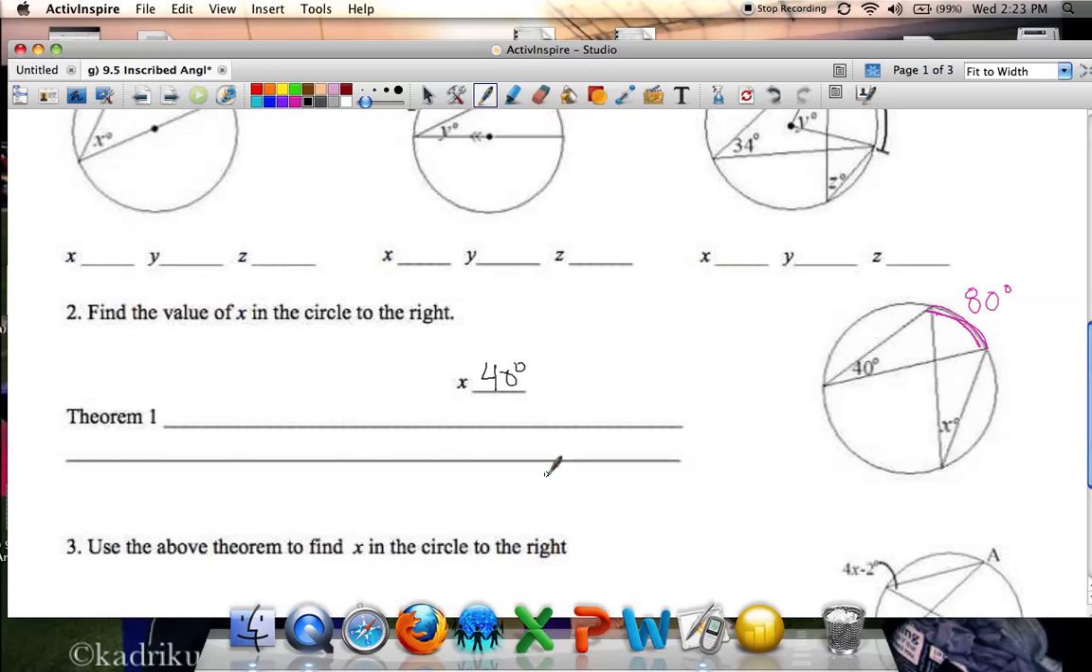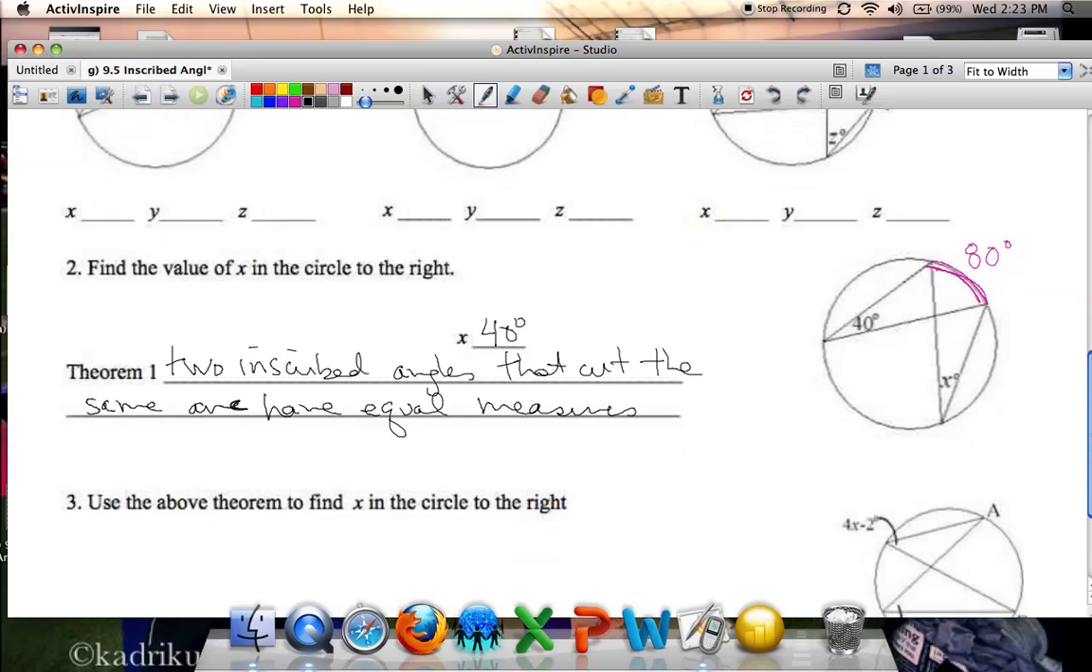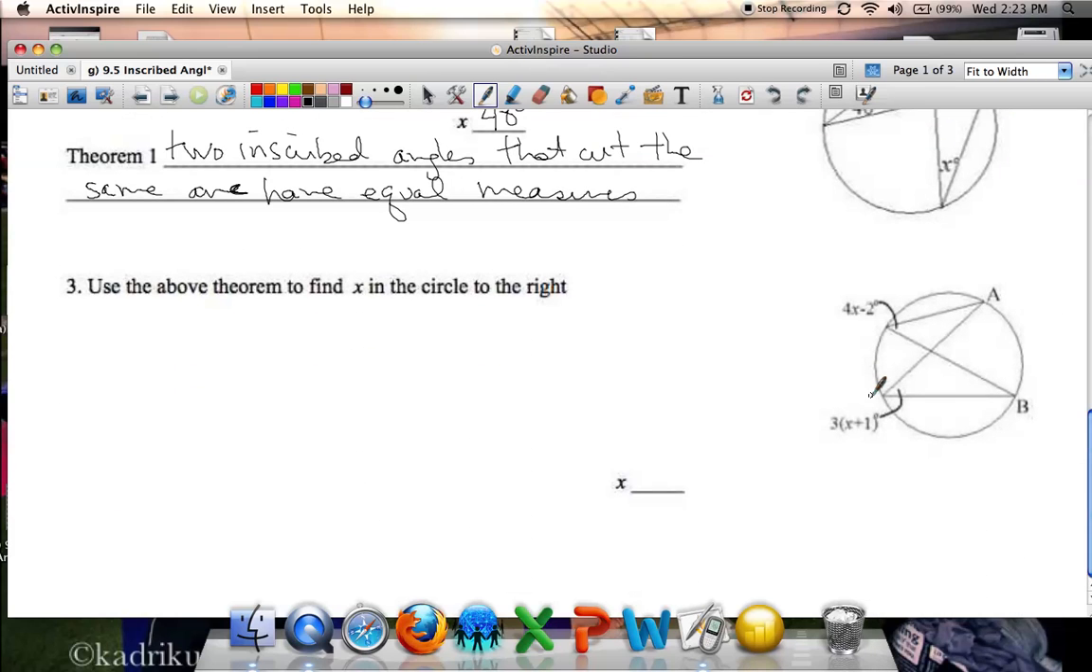So the first theorem says that 2 inscribed angles that cut the same arc have equal measures. So using theorem 1, answer problem number 3, and then turn the page.